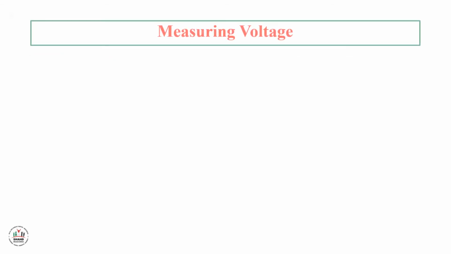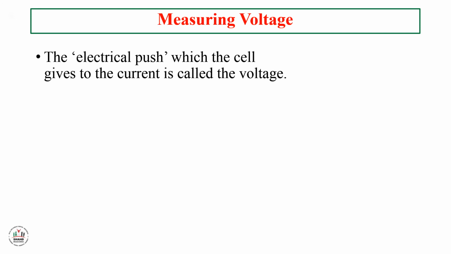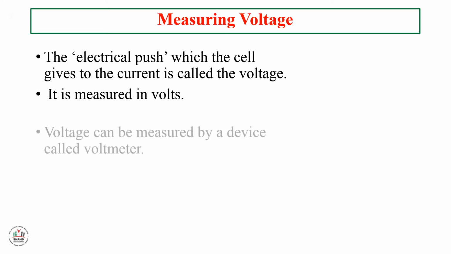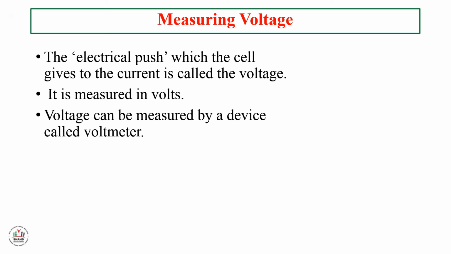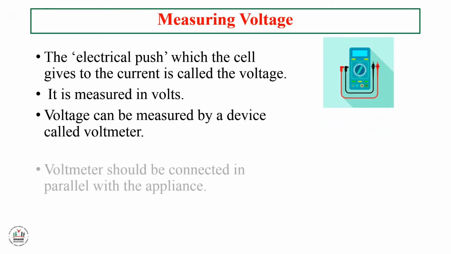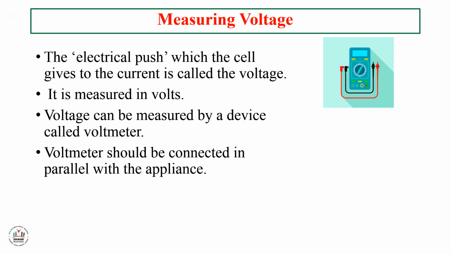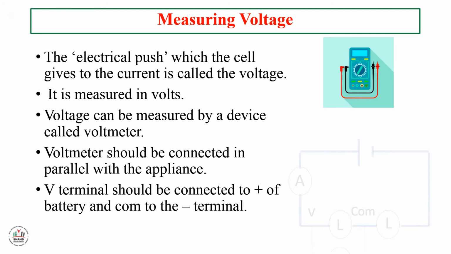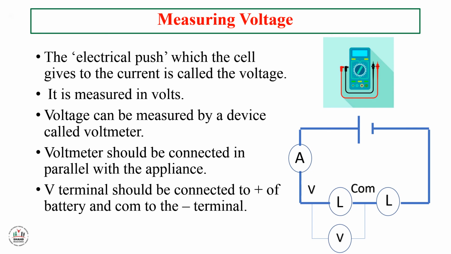What's voltage? The electrical push which the cell gives to the current is called the voltage. It is measured in volts. Voltage can be measured by a device that's called a voltmeter. The voltmeter should be connected in parallel with the appliance. The V terminal, which is the positive terminal of the voltmeter, should be connected to the positive terminal of the battery, and the COM, which is the negative terminal, should be connected to the negative terminal of the battery.